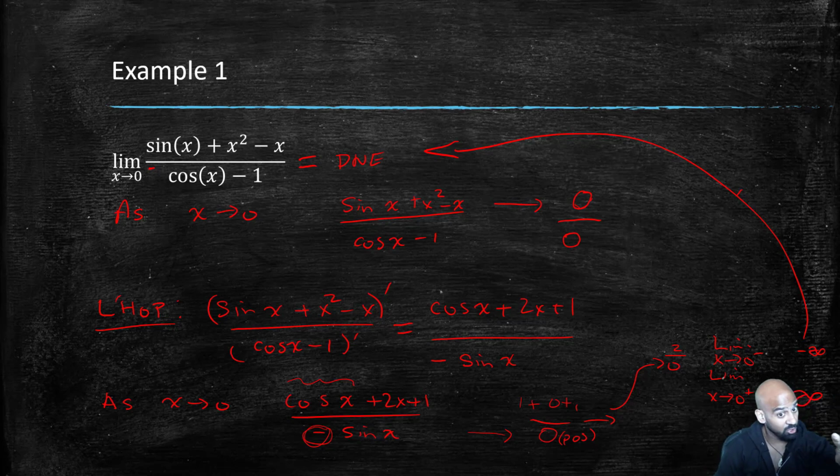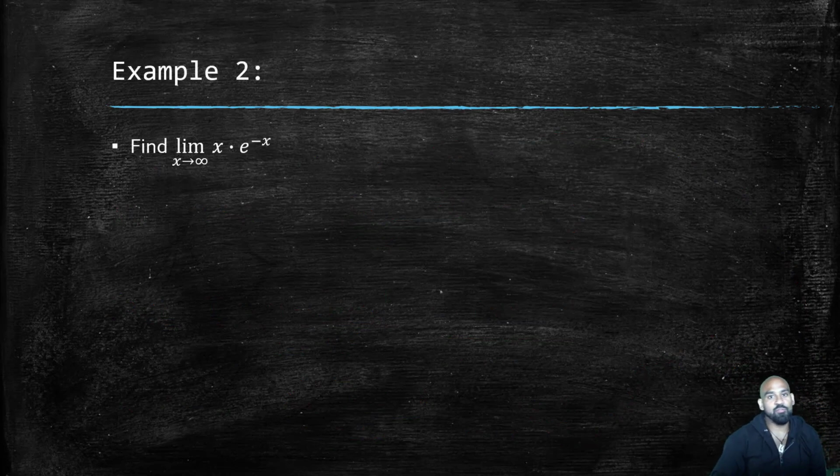But bottom line is, L'Hopital's rule. Derivative top, derivative bottom, take the limit again. Done. All right, but that's only for a 0 over 0, infinity over infinity. So here's a question for you. What about when I have a function like this? Can I use L'Hopital's rule on this?